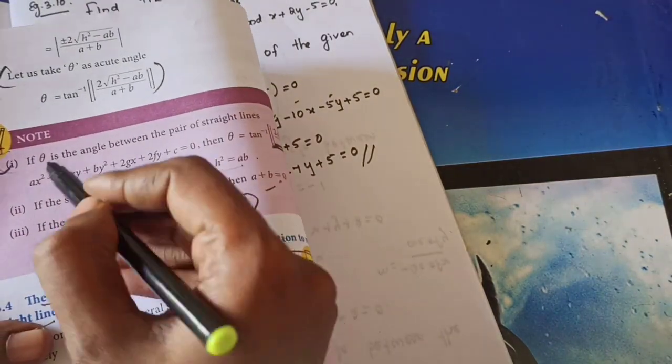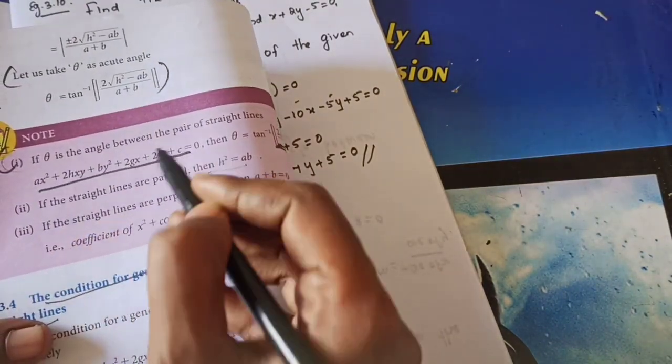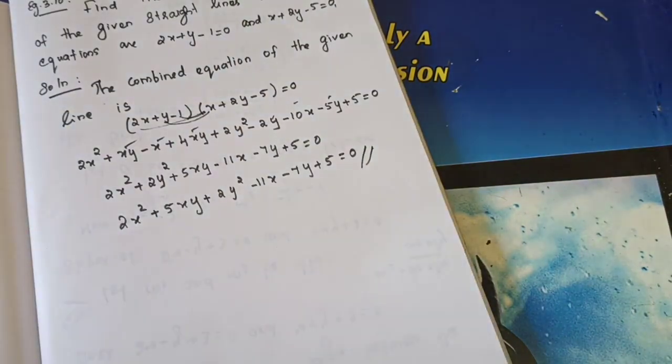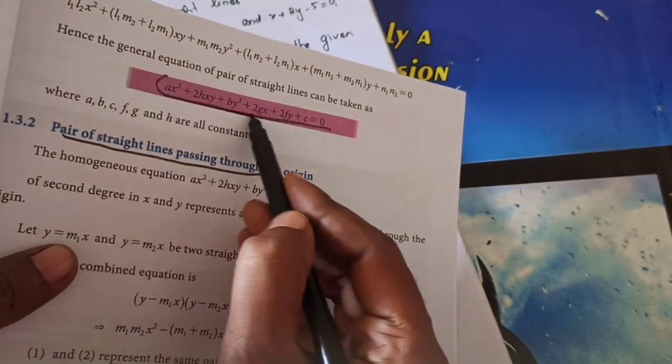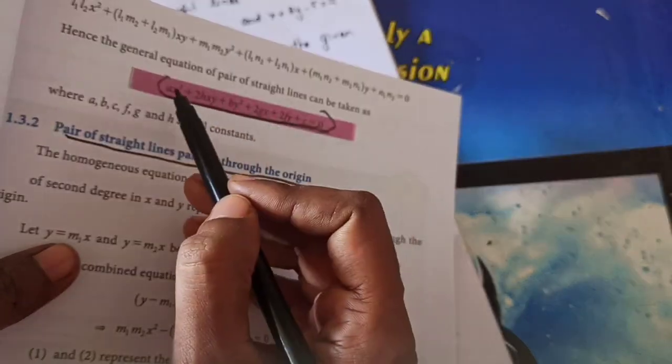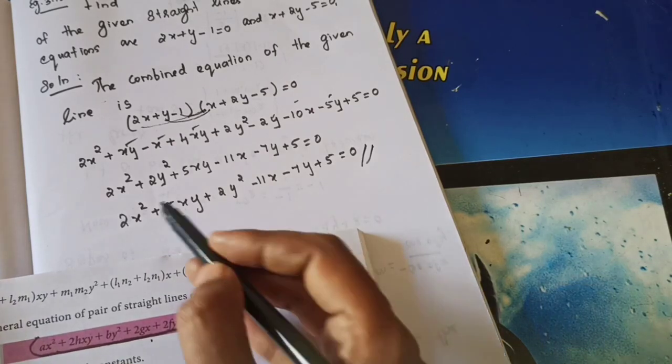Okay, in your note, the first note is there, is it right? What's the first note? This is a combined equation. Take down this. See, what is the combined equation? General equation. It is in the form of ax square plus 2hxy plus b y square plus 2gx plus 2fy plus c equal to 0. So according to this, I have arranged.